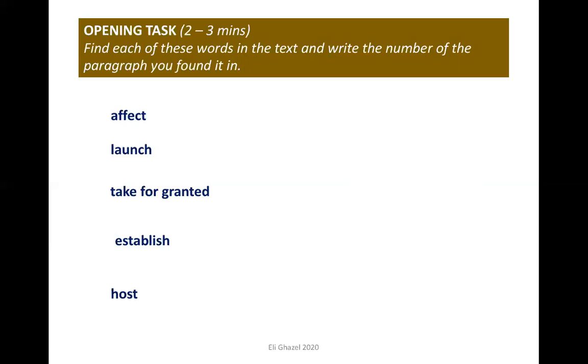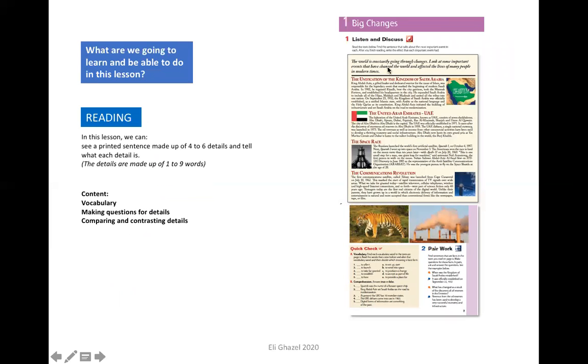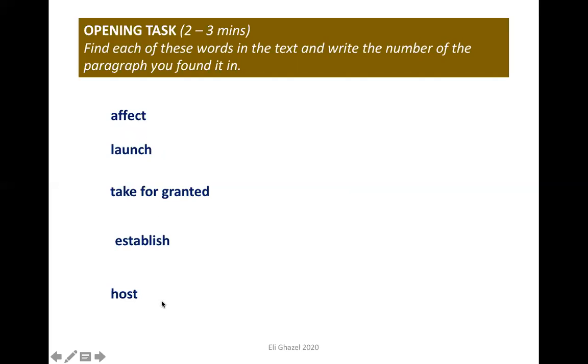Here's the opening task. And once the students start getting used to these tools, they move a lot faster. What you're going to tell them is, find each of these words in the text and write the number of the paragraph you found it in. So the students will go to the books right here on this page, and we've got 1, 2, 3, 4, and 5. We've got 5 sections, and the students need to find these words and write the number of the paragraph they found them in, like 1, 2, 3, 4. So you want to give them 2 to 3 minutes.